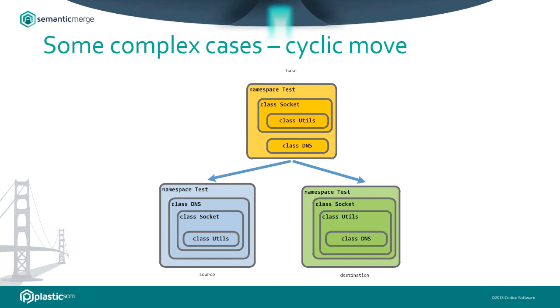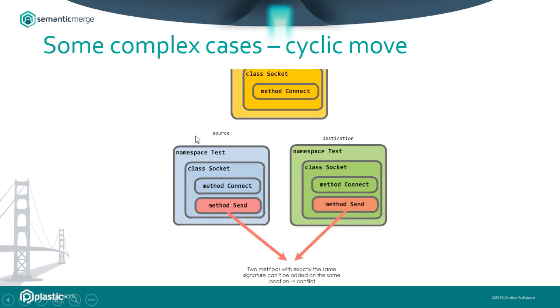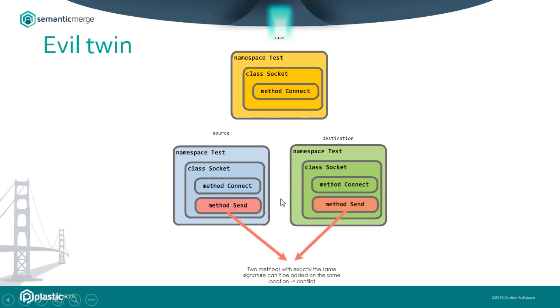Well, some complex cases like cyclic move is something that Semantic can also detect. This is not something that happens on a daily basis, but when you start designing the whole thing, you have to pay attention to the different details. Also things like evil twins, like methods that are exactly the same. This is the first case I went through.